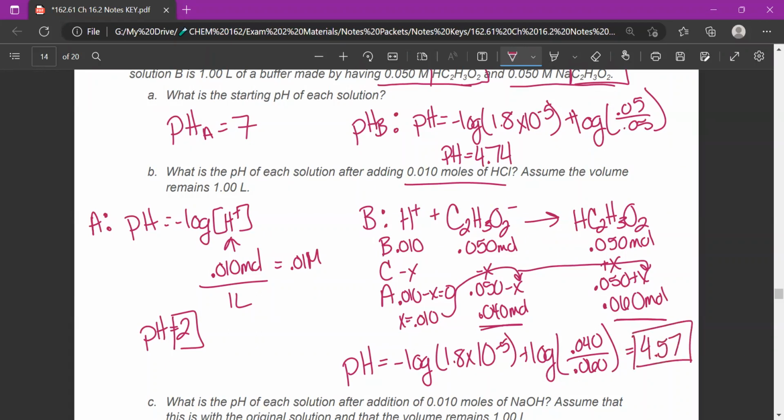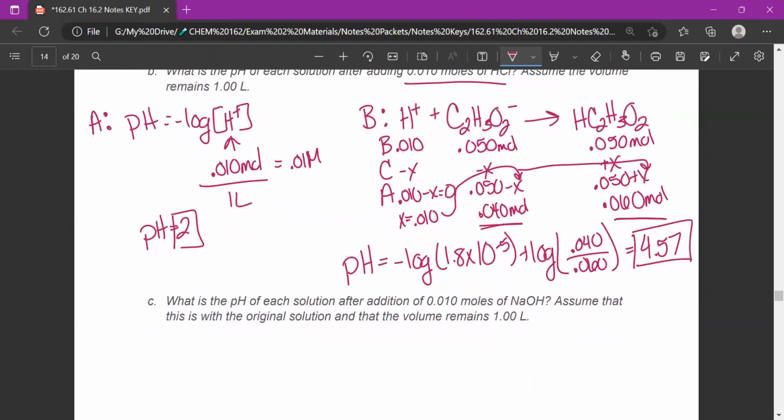All right, so look at that. That barely changed the pH. I went from 4.74 to 4.57 after I added that hydrochloric acid. So that is how that buffering works. Okay, so now I want you to try part C where I add the base. So instead of writing what happens when I add the acid, I would like you to try what happens when you add the base. So go ahead and pause here and give it a shot.